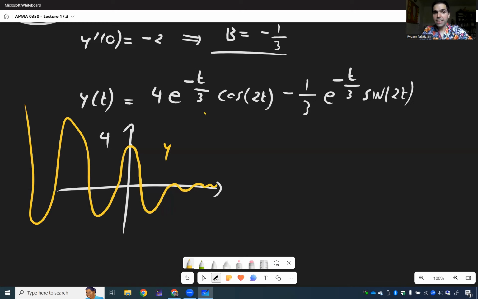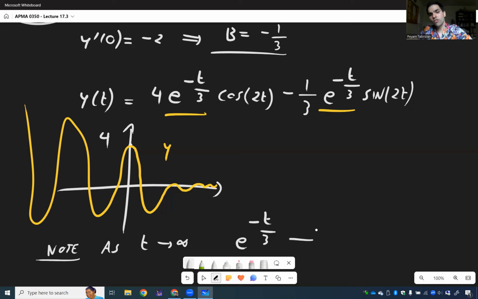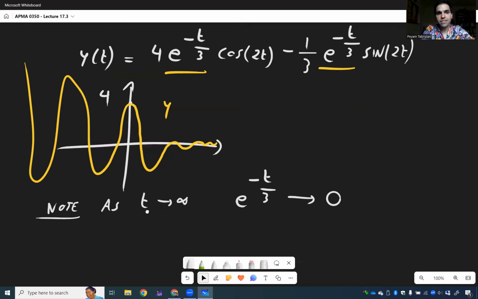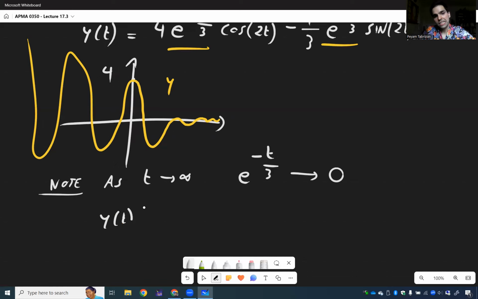And in fact, it makes sense because as t goes to infinity, what happens to the exponential terms? This e to the minus t over 3 goes to 0. And same thing if you multiply it by cosine and sine due to the squeeze theorem. And so y of t eventually goes to 0 as t goes to infinity.